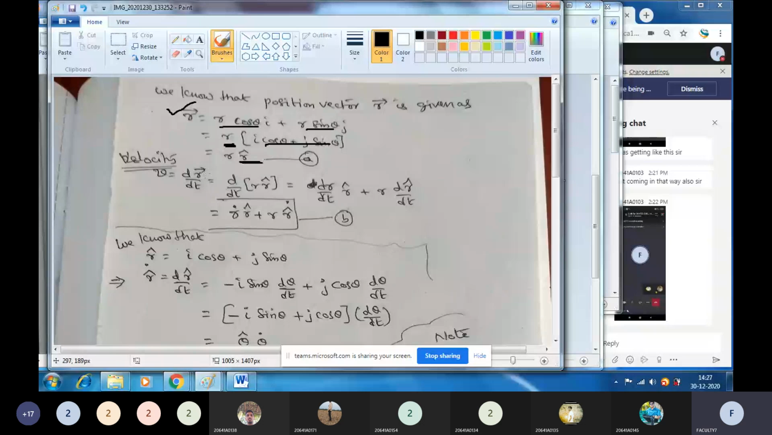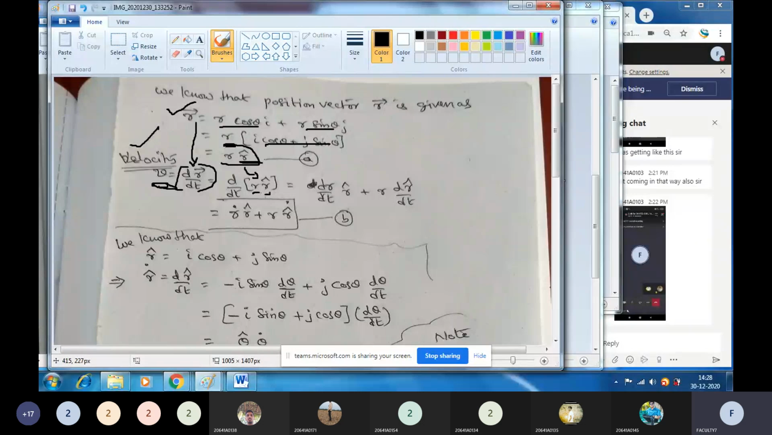Now from there, if you want to get the velocity, how are you going to get it? If you take the time derivative, if you differentiate the position value with time, you are going to get the velocity. So we get the velocity by differentiating the r value. What is r? r is nothing but r into r cap. So you substitute the value here, and you have two values, r and r cap.